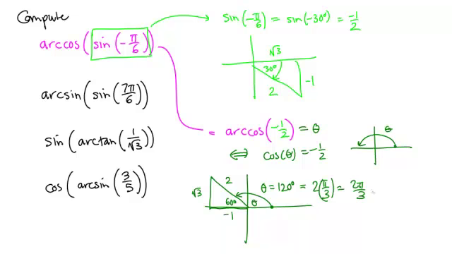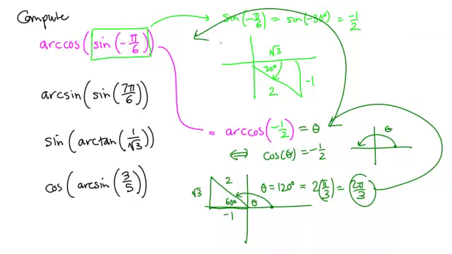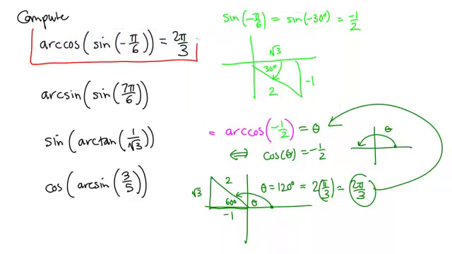So now that we know what the angle theta is, well, that was what we were searching for right here. The arccosine of negative 1/2 is 2 pi over 3, and that means that the arccosine of the sine of negative pi over 6 is 2 pi over 3. And so we've worked out our first value.